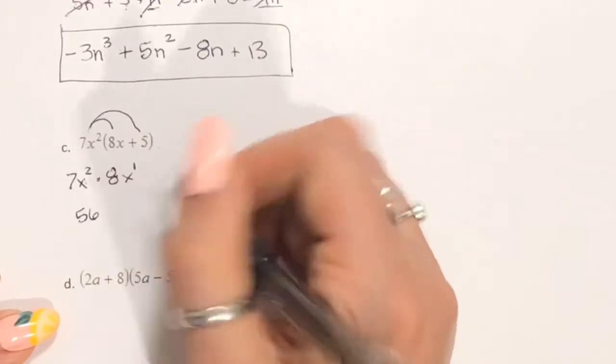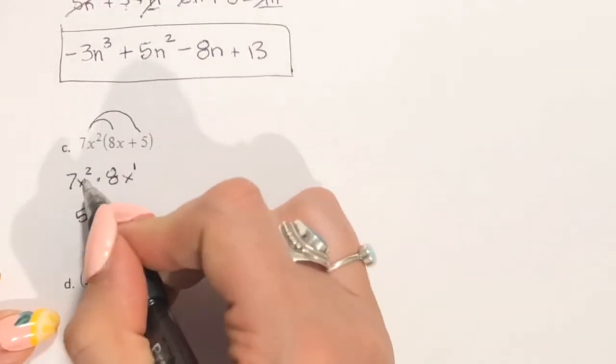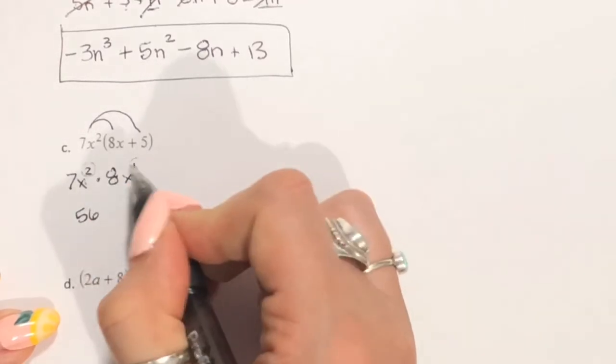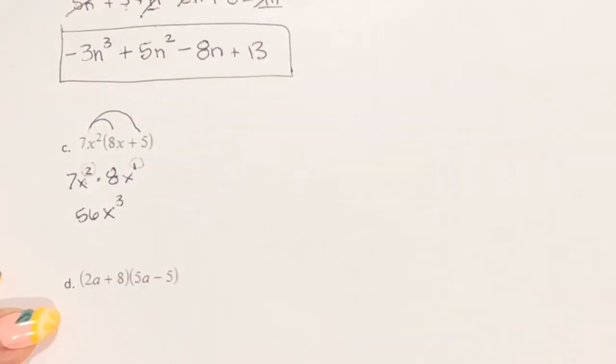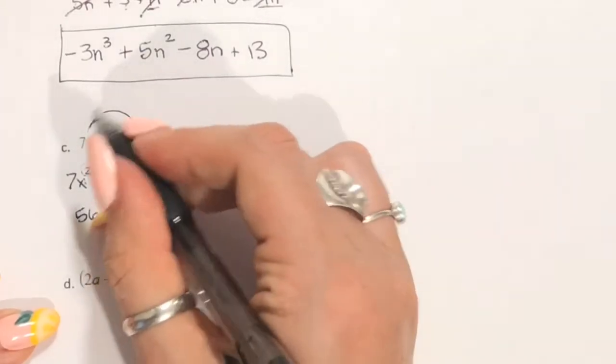Again, think of this as a power of 1. Whenever you times variables, you're going to add their exponents together. So 2 plus 1 is 3. So we get an x cubed. And then we're going to do the second rainbow.